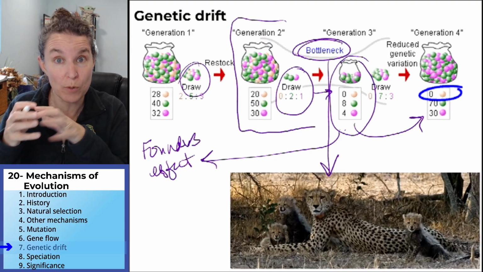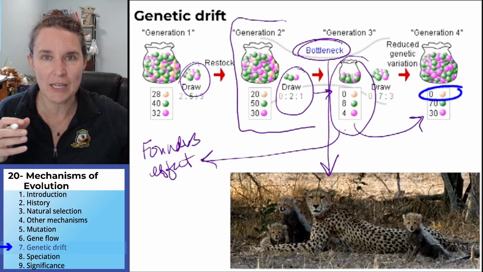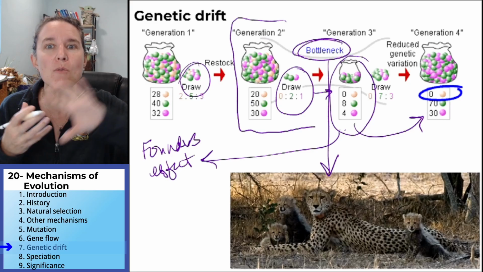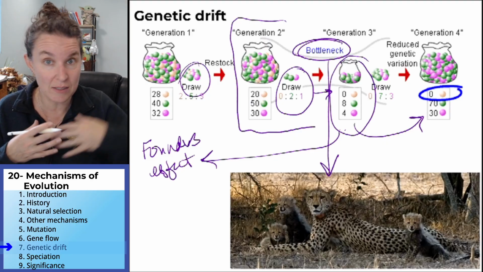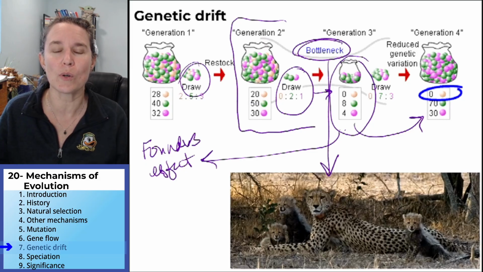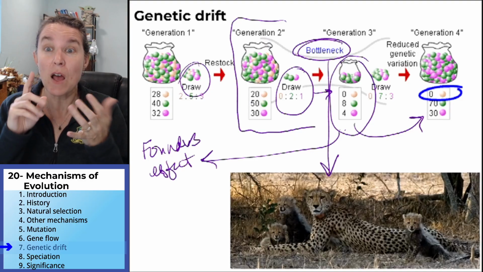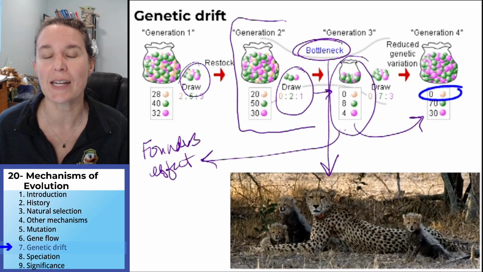Founder's effect is different than migration. If that group were moving to an existing population, that's just gene flow, that's migration. But if they're moving and establishing their own, they're not adding their alleles into an existing pool, they are the pool. That is called the founder's effect. Okay, and founder's effect and bottleneck are examples of genetic drift.